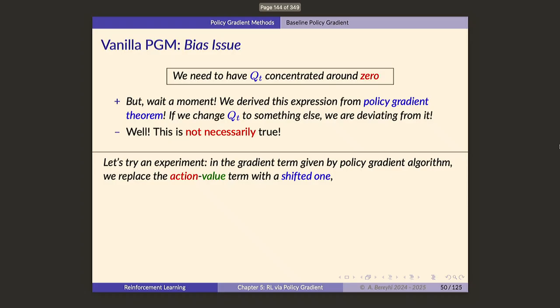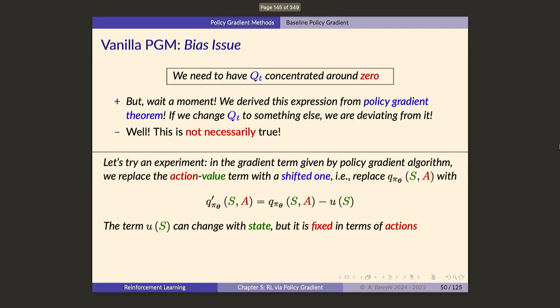So, now, let me try to make it clear for you why you can shift your rewarding system as you wish when you're working with a policy network. So, let's say that we have this gradient term, which is coming out.